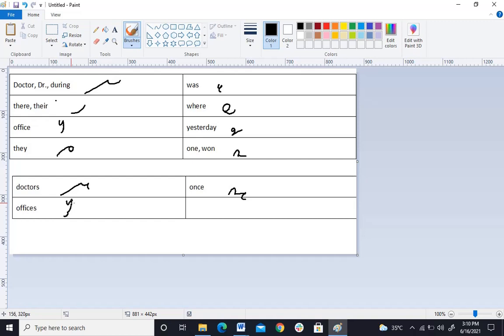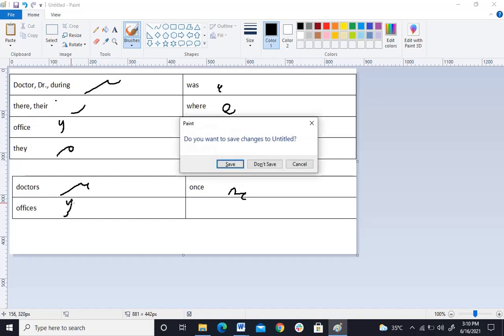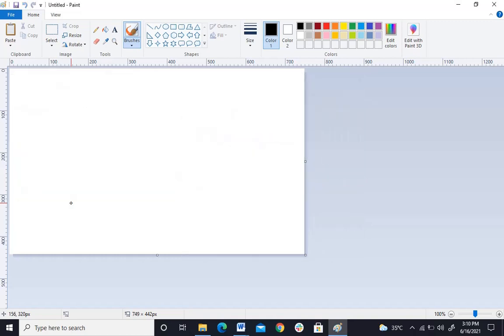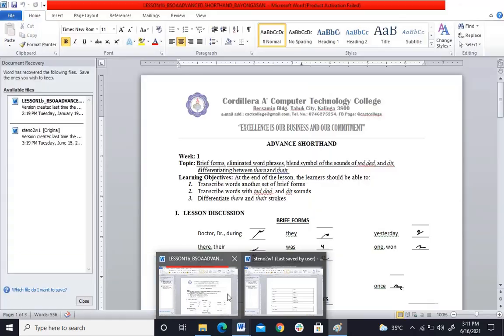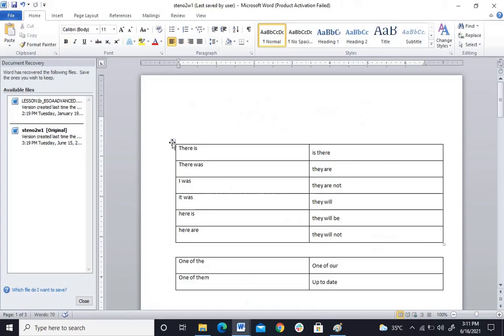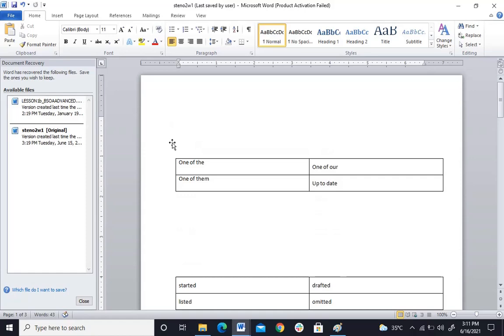Next, of course, hindi mawawala yung ating brief form phrases. So, ayan. Kung hindi po ninyo naintindihan or hindi po ninyo nakuha yung strokes, please i-backward na lang ninyo. Ulit-ulitin na lang ninyo hanggang sa makuha ninyo yung stroke. Okay? And I'll move on to our brief form phrases.